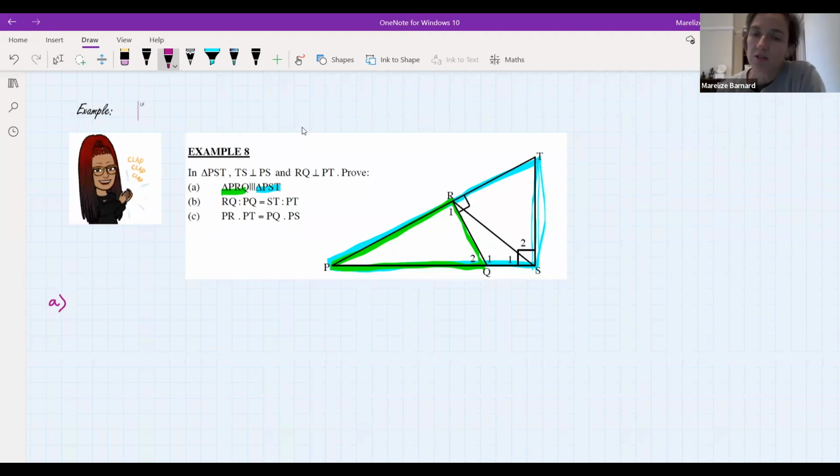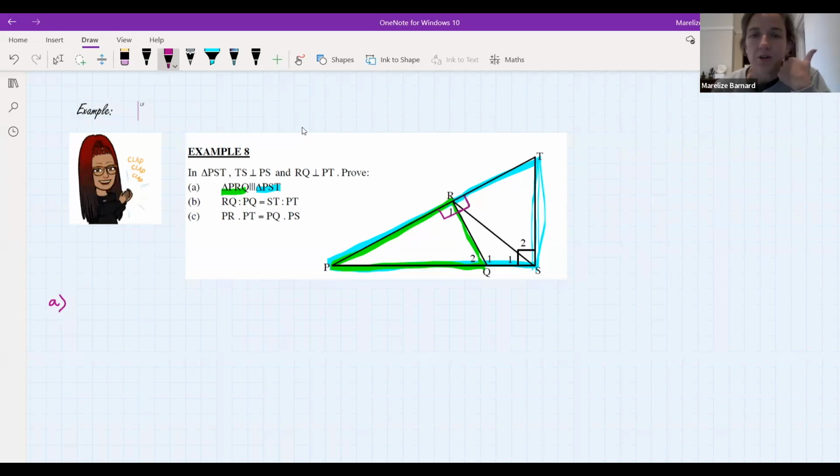If you don't know where to start, always start with what is given. So what is given is that this is 90 degrees. Not much we can do with that information, but we can do something with this information. This one is also 90 degrees because this line is perpendicular to that one, which is going to make angle R1 90 degrees as well. And the reason for that would be angles on a straight line. So there's our one angle.